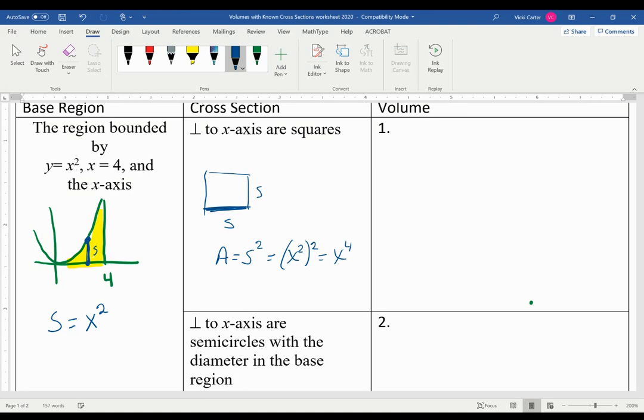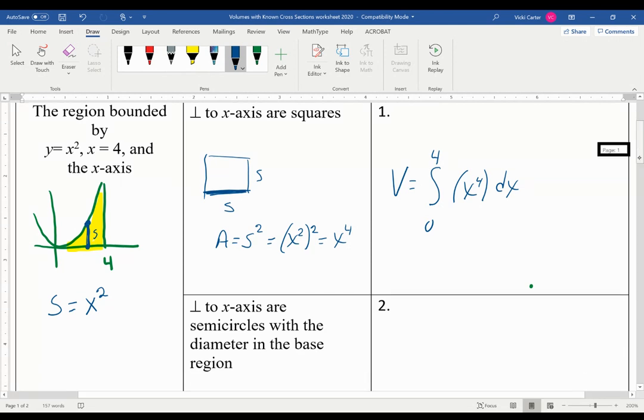So it should be fairly easy to write our volume integral here. So our volume will be the integral from 0 to 4, because that's the domain of the region, the range of the x's that we have in that base region, 0 to 4. And so it's going to be our area, which is x to the 4th dx. Now this one would be fairly easy to integrate, but that's not the point of what we're trying to get accomplished today. So let's just keep moving on here.